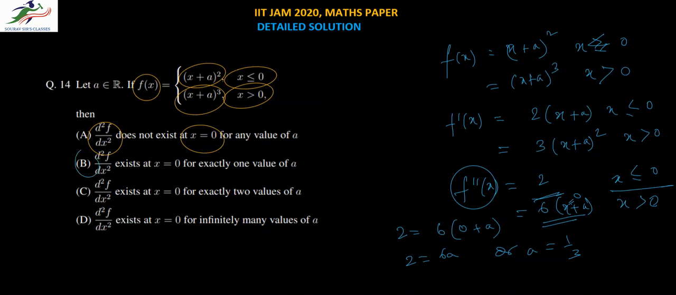So option B should be the right choice, that it exists at x equal to 0 for exactly one value of a, which is equal to 1/3.